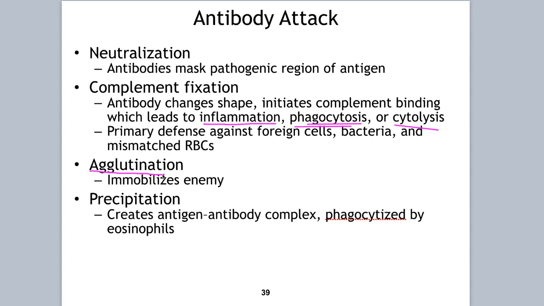And then the last mechanism of antibody attack is called precipitation, where the antibodies bind to the foreign antigens, creating complexes where they're stuck all over those foreign antigens in groups. And then they become insoluble, so they don't really move around much in our fluids anymore. And then those antigen antibody complexes are very easily phagocytized by eosinophils. So eosinophils are very good at consuming these, and they can do that easily.